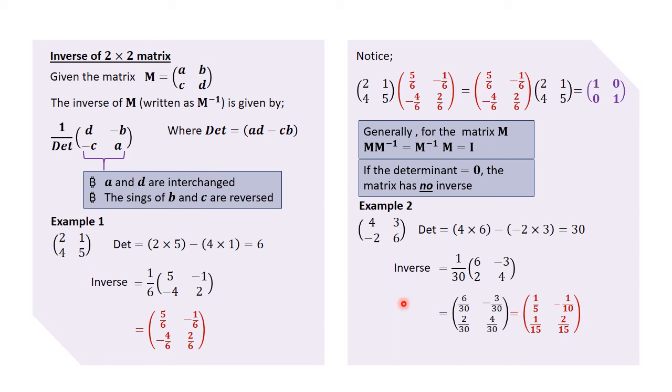And therefore this would give us the matrix we have before us here, which can be simplified to a fifth, minus a tenth, minus 1 over 15, and 2 over 15.